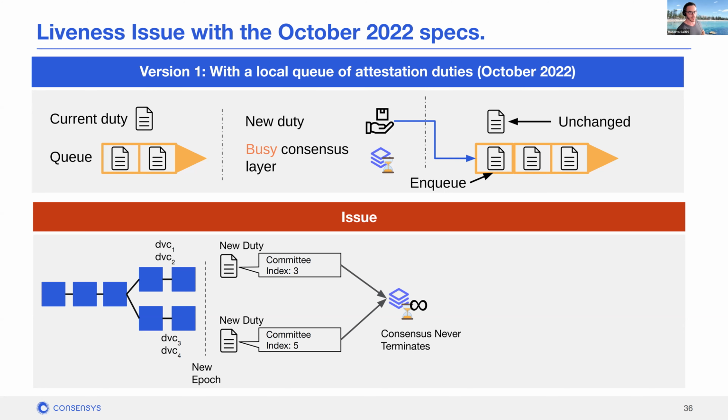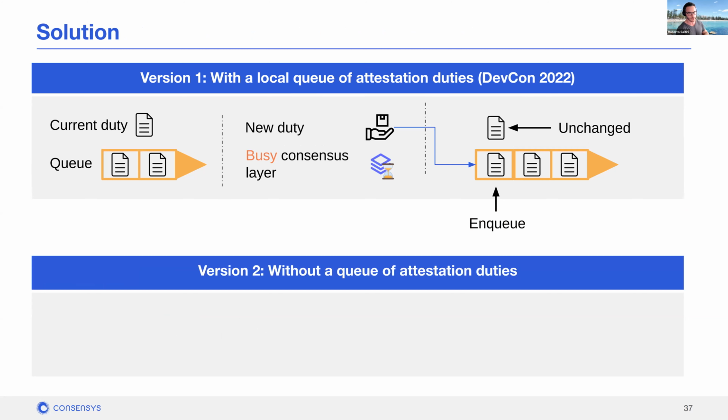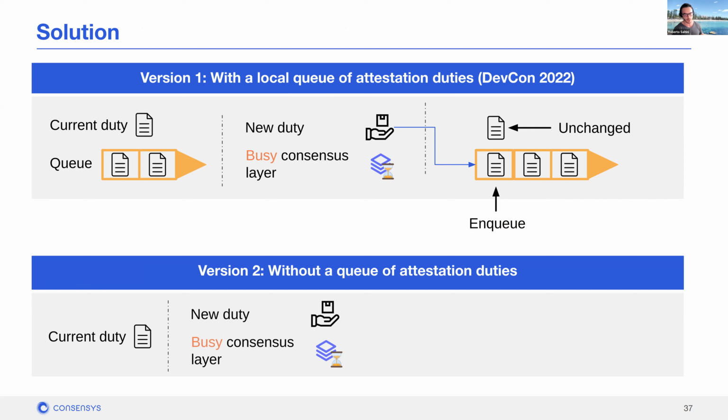So the way this was fixed was with this version 2. We don't have a queue anymore. When we have a new duty, and for example the consensus layer is busy at the time when the new duty is to be served, we just start a consensus instance for the new duty. So we don't wait for the old consensus instance to finish. Of course, this doesn't create the blocking situation I described before, but it was important to prove that the non-slashable attestation property is still correct, and that's what it does.